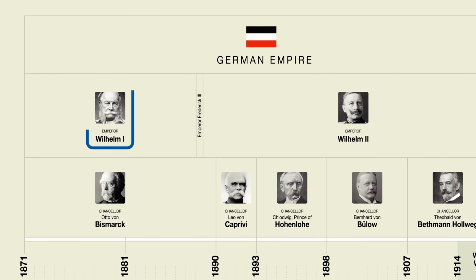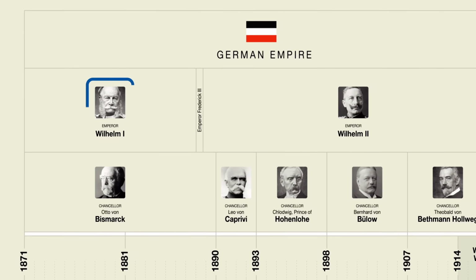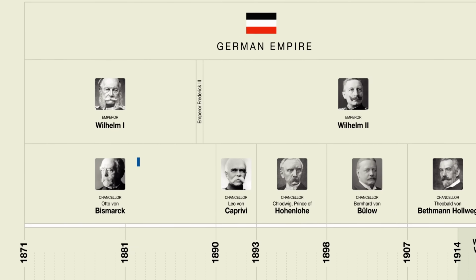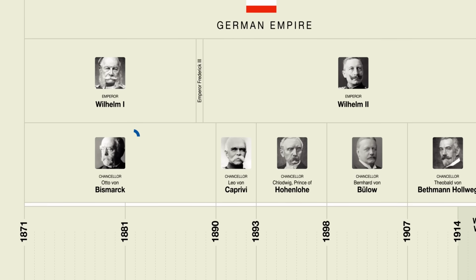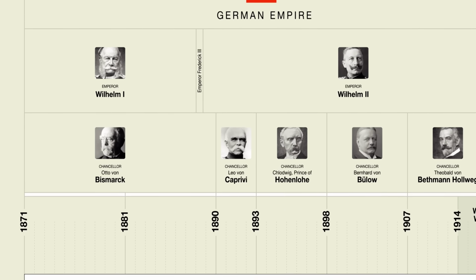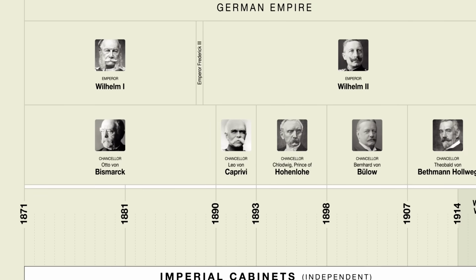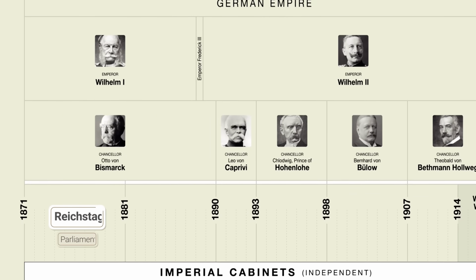Wilhelm I, previously only King of Prussia, became the first German emperor. Otto von Bismarck, previously Minister-President of Prussia, became the first chancellor. And elections were held to select the first members of the Reichstag, or parliament.